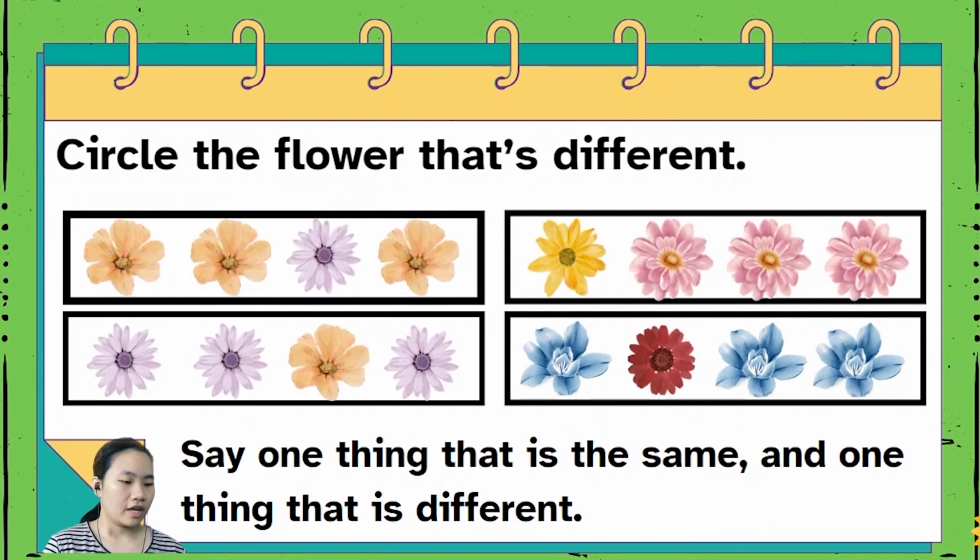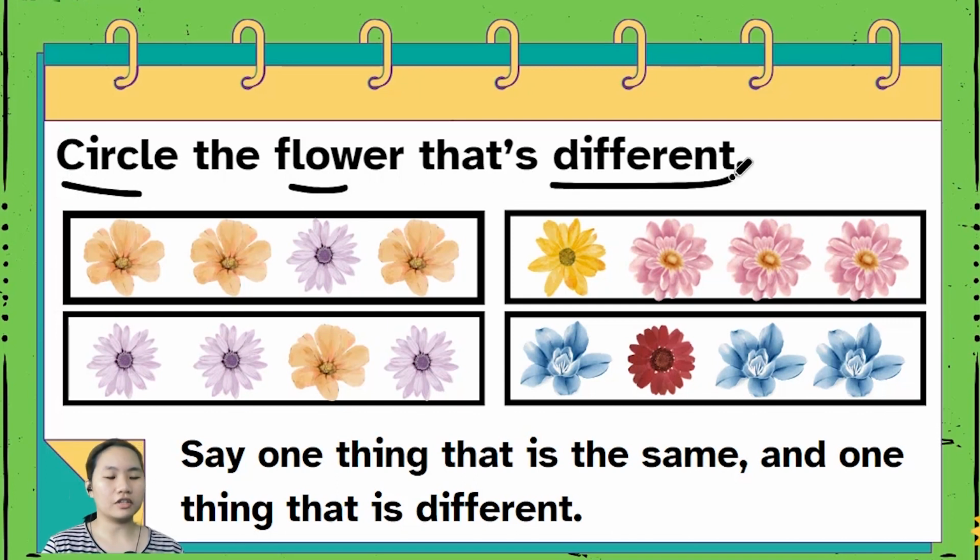Okay, good job. Now to the next part of our lesson, we have to circle the flower that's different. So they are not like the other flowers. Let's look at the first rectangle over here. This one is different, right? Because all of these are orange and this is purple.